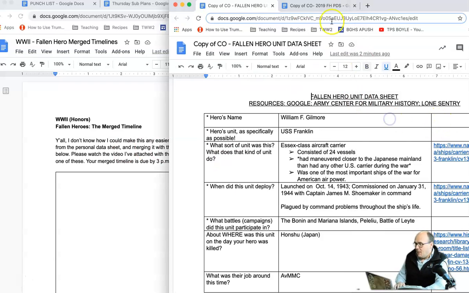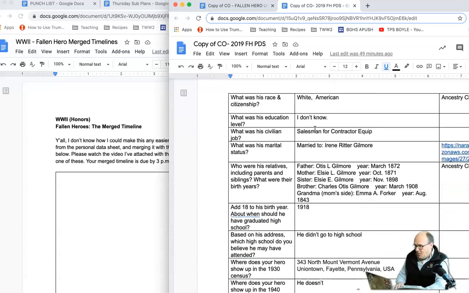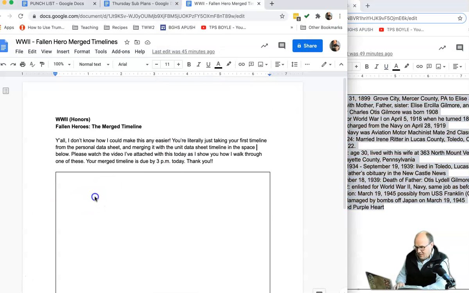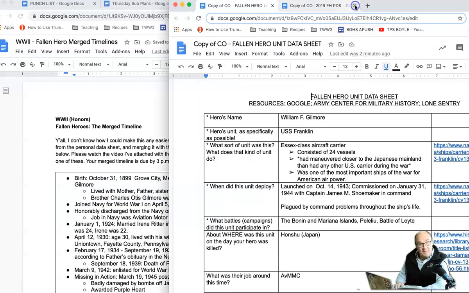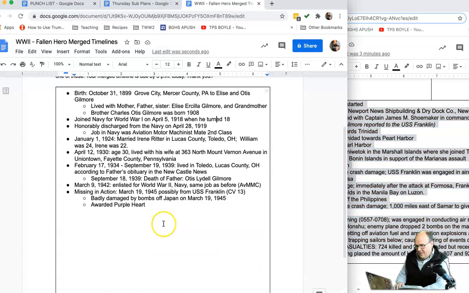So I'm using one of the projects from last year on a guy named William Gilmore. Okay? And down here, I'm going to copy over his personal timeline. I'm going to go into the unit data sheet and copy the timeline of his unit. I'm going to put that in the merged timeline.